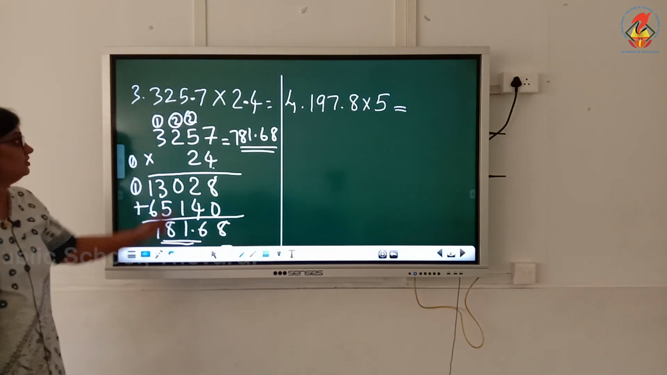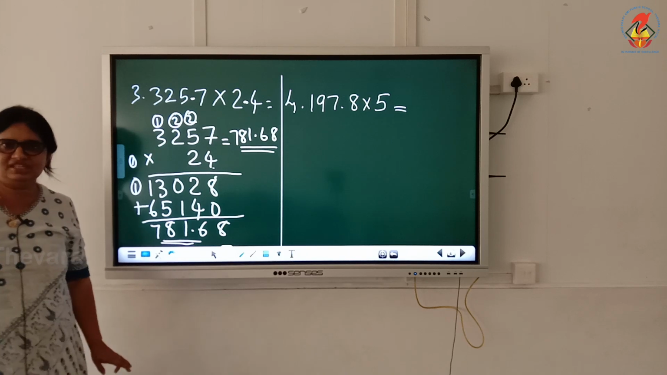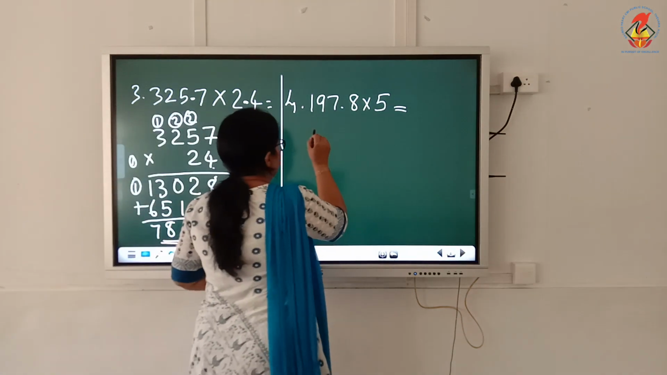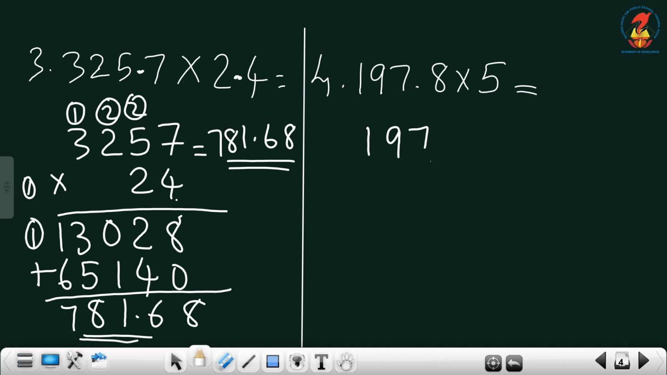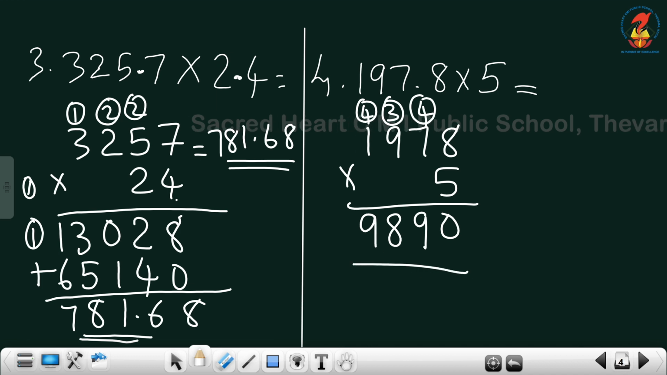Okay, because we have 2 decimal places here, I need to put 2 decimal places in the product also. And the next one is 1978 into 5. 5 8s are 40, 4; 7 5s are 35 plus 4 is 39, 3; 9 5s are 45 plus 3 is 48, 4; and 5 ones are 5, 5 plus 4, 9.